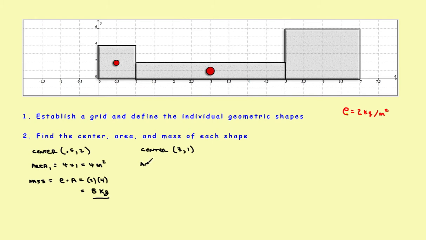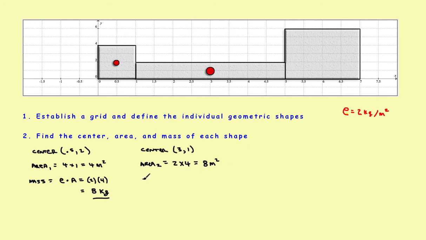Then you want the area. What's the area of this second rectangle? Well, again, it goes from 1 to 5, so it's 4 units wide, and it's 2 units high. So the height would be 2, and the width is going to be 4. That's going to give 8 square meters. So again, it's 2 by 4, so 8 square meters.